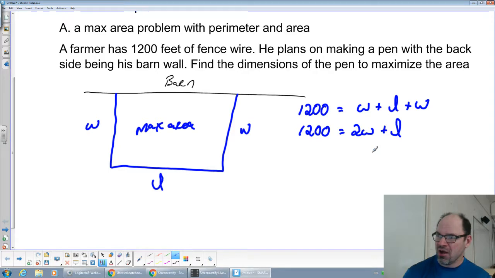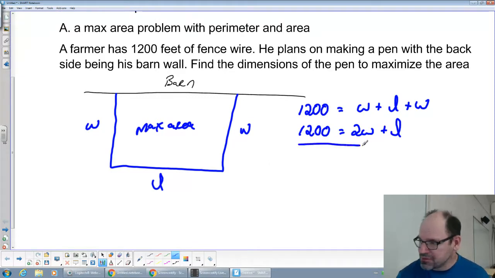So, but we want to maximize the area. So his area equation is completely different. Okay, so the area, this is the perimeter equation right there. So the area equation is equal to width times length.